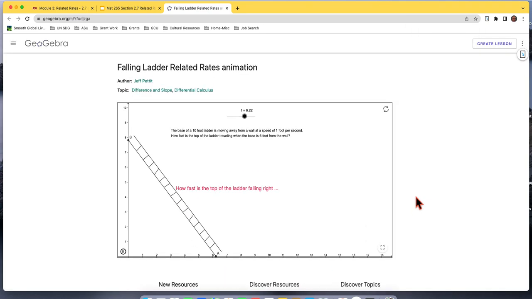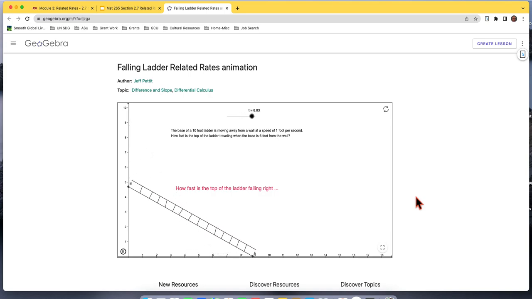It's going a little bit slower than it did earlier. So this ladder is sliding down the wall, and you can see the time in seconds up at the top. It's kind of hard to read, but it's telling us that it's a 10-foot ladder. It's moving away from the wall at a speed of 1 foot per second. So the base, the floor, it's a constant rate.